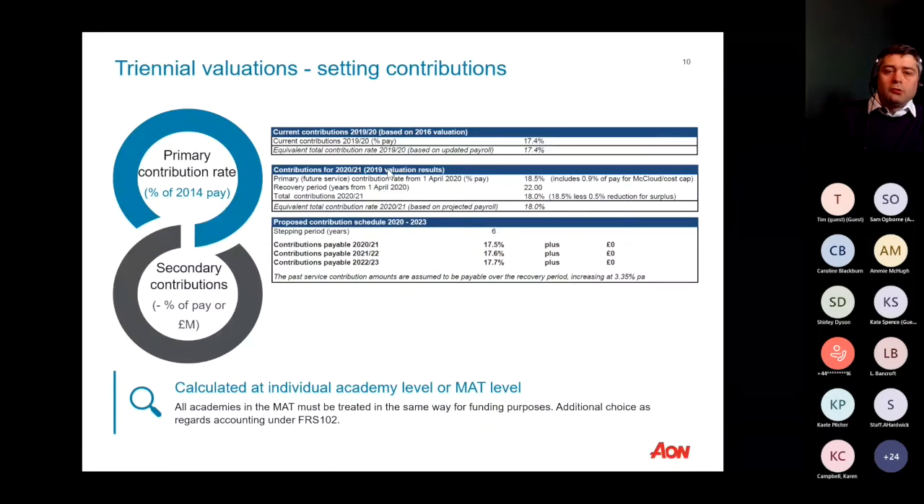Looking at the results schedule on the right of this slide, this sets out the information about the current contributions, which is at the top, which were the contributions set as part of the previous valuation, which took place in 2016 and were payable by the employers during the year ending 31st of March 2020. We then show a summary of contributions calculated as part of the 2019 valuation. That's the middle section on the right, followed by the proposed contributions, which would have been paid or certified as part of the 2019 valuation over the period of 3 years.